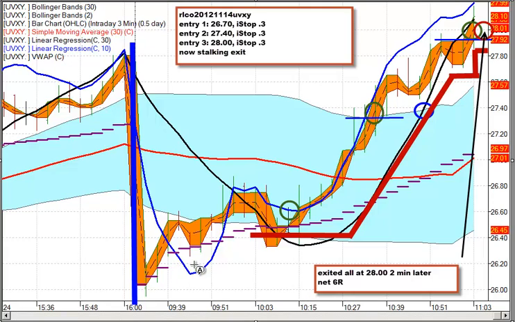Thick blue is the 10-period regression line. Thick red is the 30-period simple moving average, or the Bollinger Band mean. The purple stair step is the volume weighted average price.